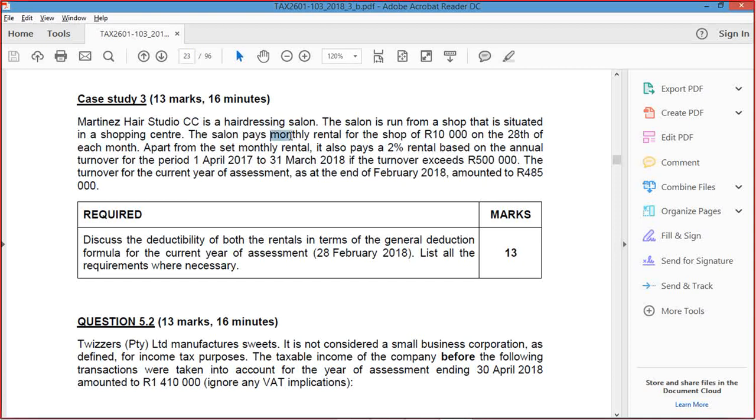Talk about the general deduction. So, what is the first bullet? Actually incurred. So was it actually incurred? Yes, sir, it was actually incurred. How do you know that? Because we are at the end of our period and this was paid on the 28th of each month. Correct. There you go, that's better. Okay, so actually incurred, happy with that. What's the next bullet? During the year of assessment. Was it? Yes, it was, sir. Okay, fine.